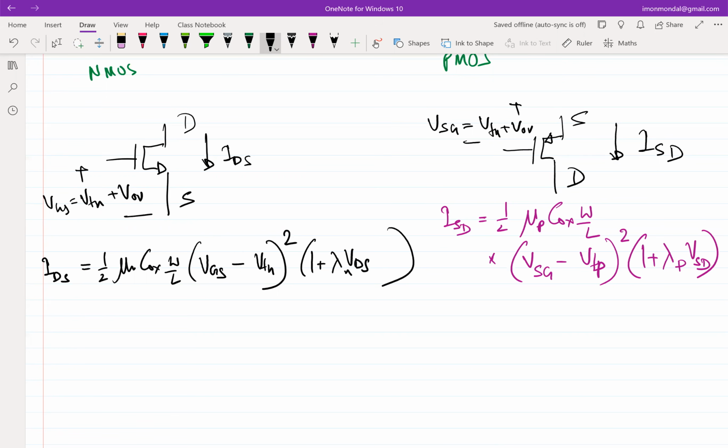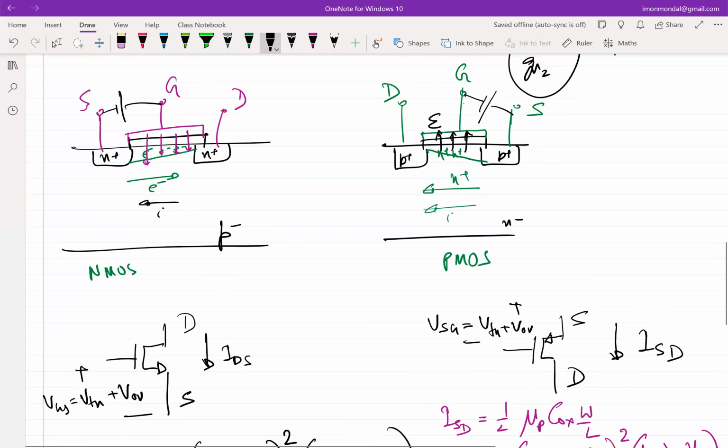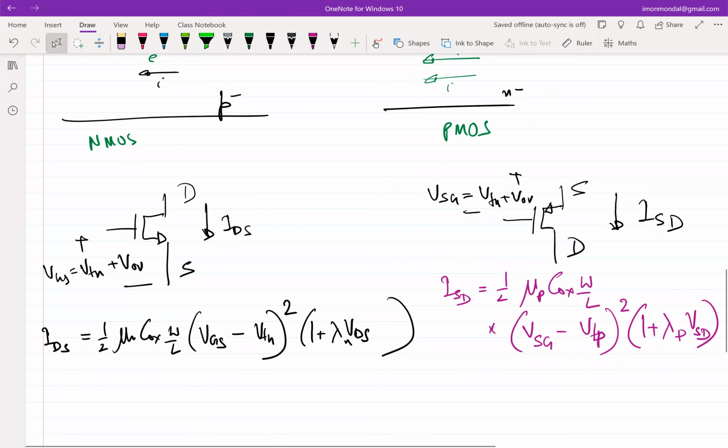Now, in the truest sense, what do you think the sign of the threshold voltage is? If you look into the literature, you will see that the threshold voltage of a PMOS is negative, because with respect to NMOS, you have to apply a negative voltage. In the case of an NMOS, you have to apply a positive VGS in order to turn it on. In this case, you have to apply a negative VGS, or positive VSG.